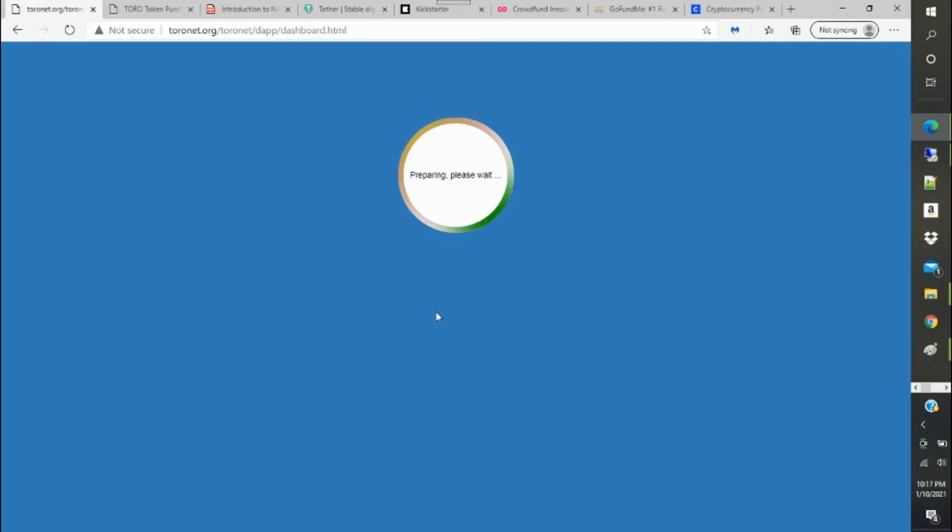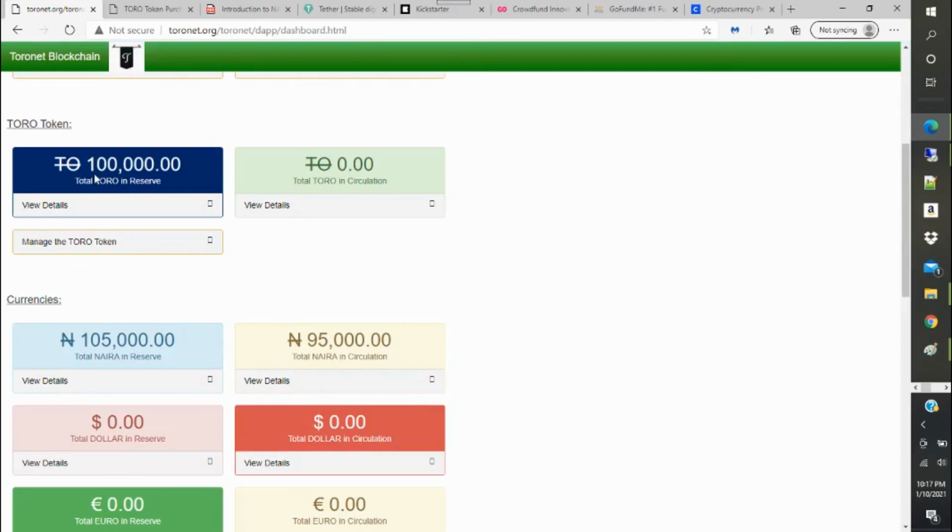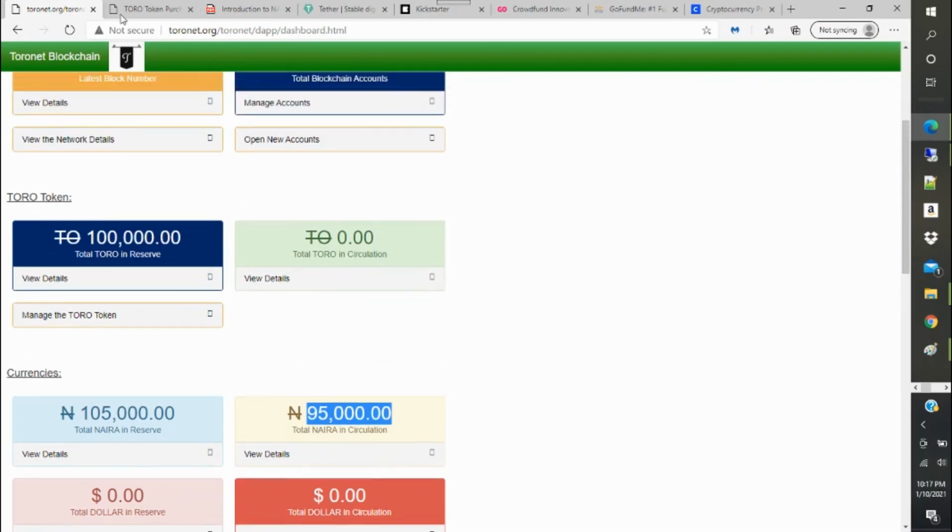Okay, so now back again, the reserve gets its Toro back because the customer has sold it back. But a difference now is the reserve, instead of having only 100,000 naira, has 105,000 naira in the reserve, and the customer has now 95,000 to withdraw. The reason why is because of the exchange rate, where the sell rate includes a little bit of a gain to the reserve when the 100,000 naira has passed in and out of the reserve.